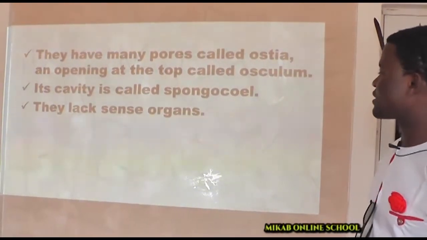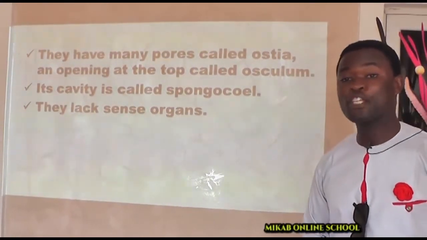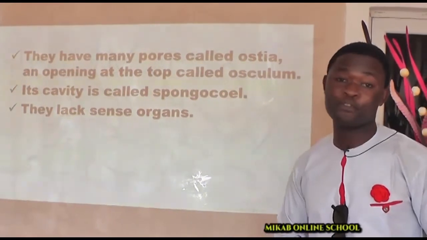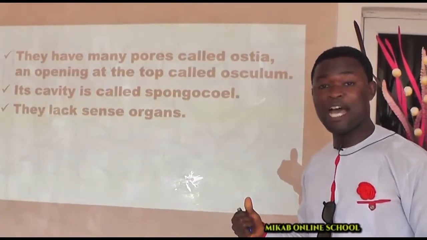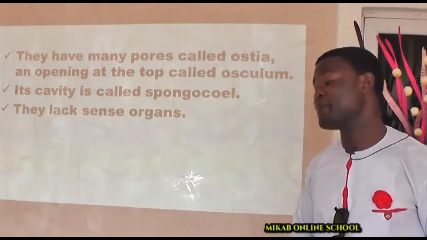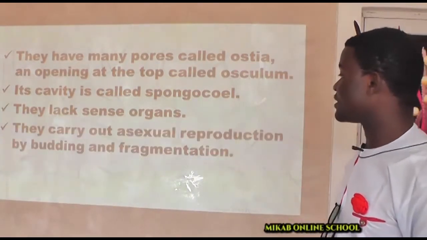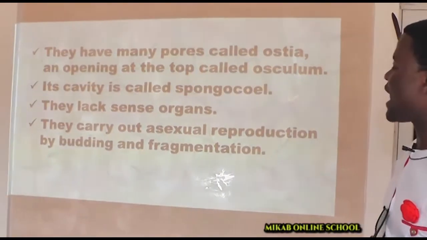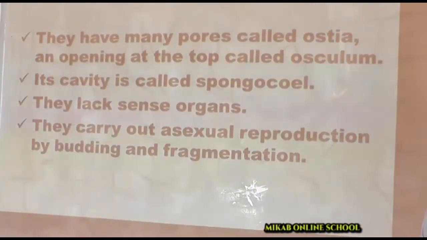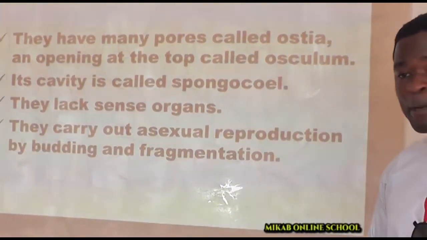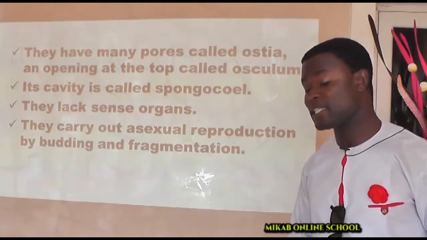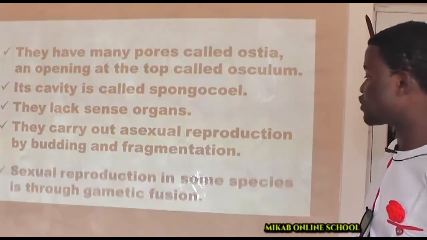These animals lack sense organs. Unlike you and I, who have eyes, nose, ears, skin, and the rest of them, these animals still exist at the cellular level, so we don't expect them to have sense organs. Then they carry out an asexual form of reproduction by means of budding and fragmentation. By the time I show you the picture, I'm going to explain how they carry out this asexual reproduction by budding.